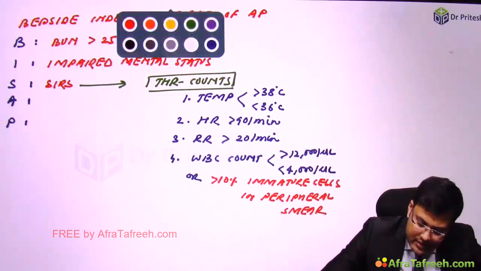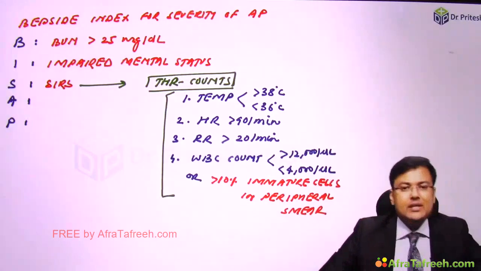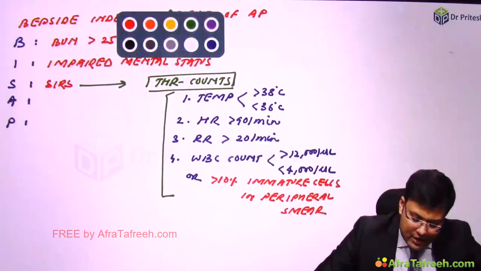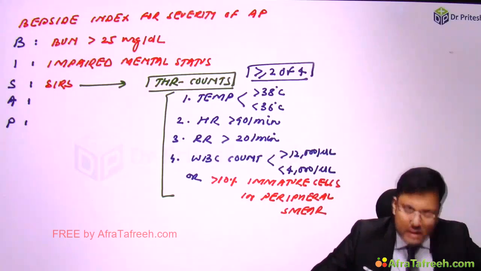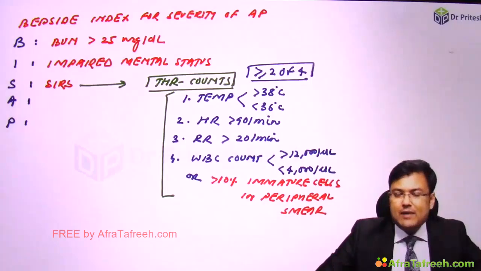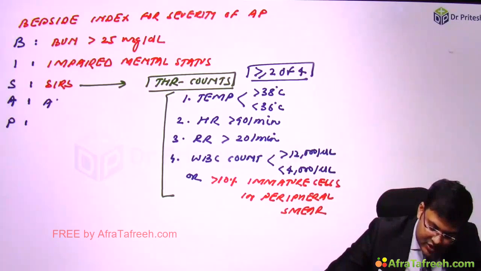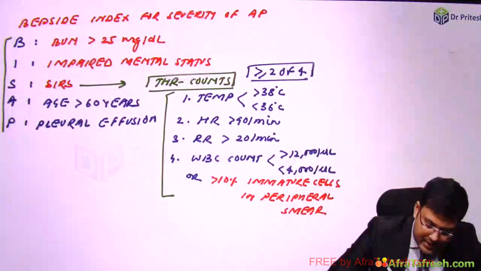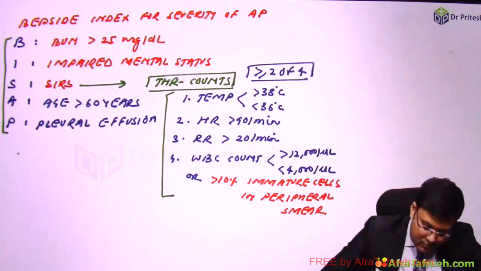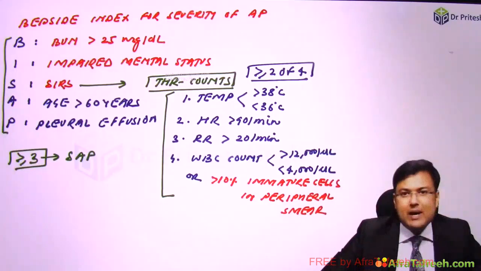Now here you can see how many parameters are there? 4. Out of 4, if more than or equal to 2 of 4 parameters are present, it is considered positive. So this is systemic inflammatory response syndrome. Then A, age more than 60 years, and P is pleural effusion. So here you can make out how many parameters are there? 5. Out of 5, if more than or equal to 3 are present, it is suggestive of severe acute pancreatitis.